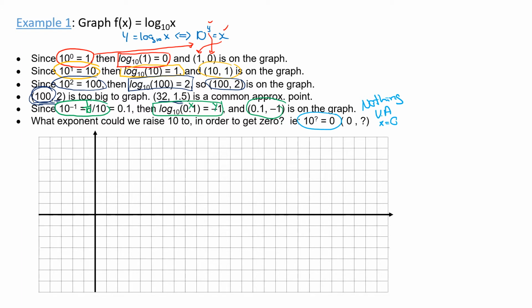So let's put all of these points on the graph. I already have my x and y axis on. I'm not going to try and get this 100 number on my x-axis, I already explained that, but I will try to get 32 on there. So I think I can count by 2s on my x-axis.